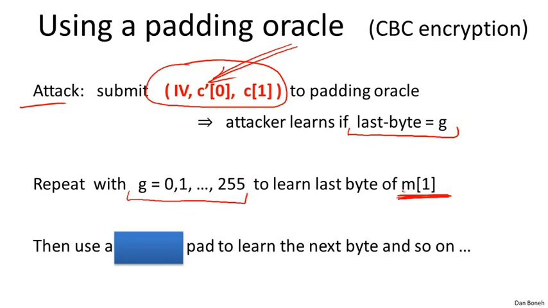Well, so now we know the last byte of M1. I claim that we can now use the exact same process to learn the second to last byte of M1. Let me ask you, what pad are we going to use to learn the second to last byte of M1? Well, it shouldn't be surprising that instead of just using the pad containing the byte 1, we're going to use a 2-byte pad containing the bytes 22.